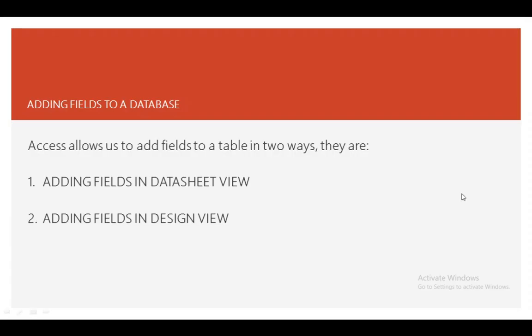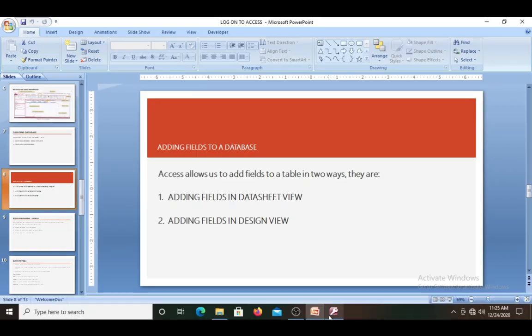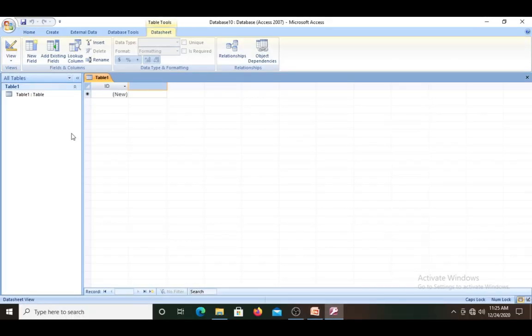The next concept is adding fields to a database. In MS Access, we can add fields to a table in two ways. They are adding fields in datasheet view, and the second one is adding fields in design view. That we will see practically. Open MS Access. Now we are going to add fields to a table in datasheet view. If you want to add fields to a table in datasheet view, there is an option called add new field. Just double click on that.